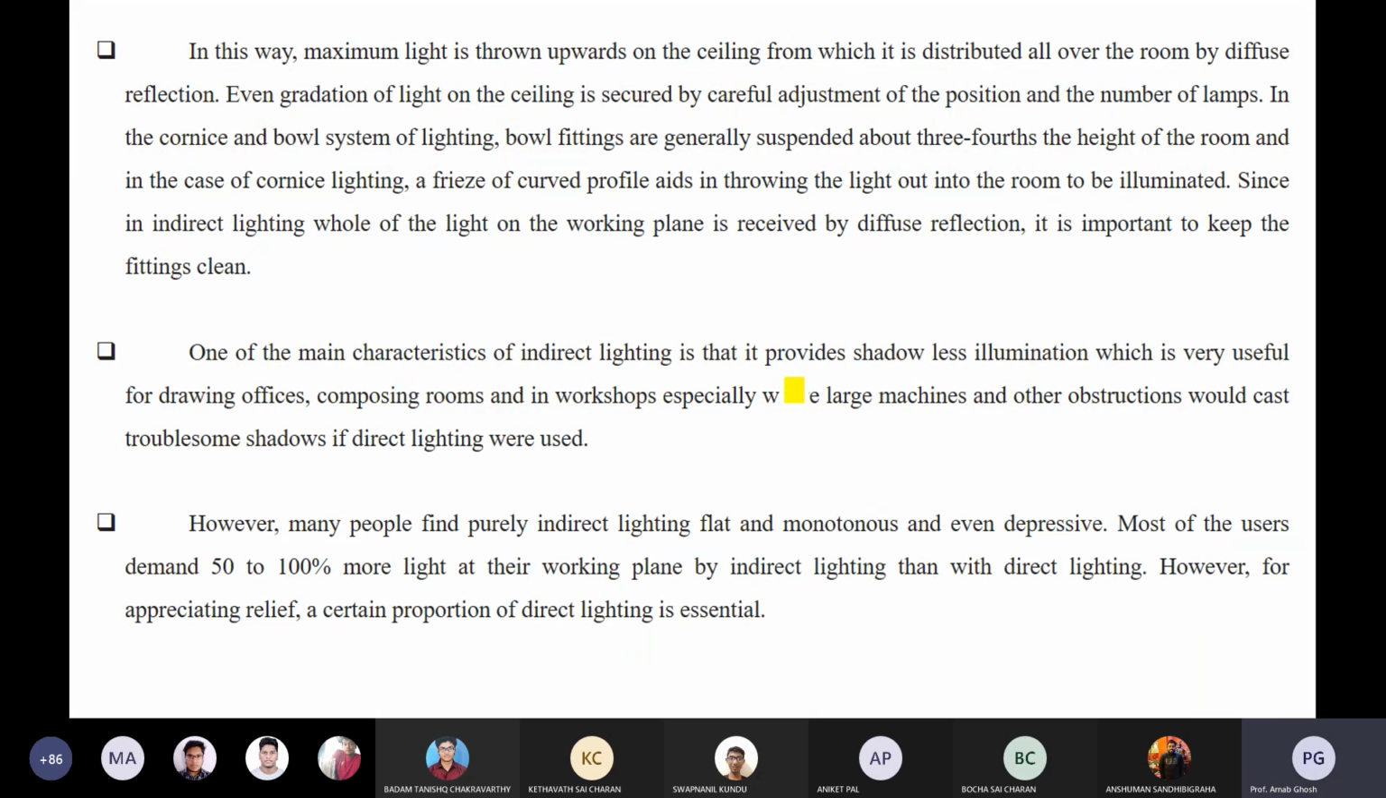So what we can say from this study is that the maximum light is thrown towards the ceiling, from which it is distributed all over the room by diffuse reflections. So you can see diffuse reflections throughout the room. Even the gradient of light on the ceiling is secured by careful adjustment of the positions and the number of lamps. What will be the number of lamps? That calculation will be there, a continuation of the subject.